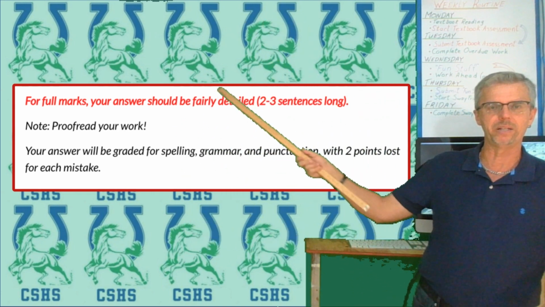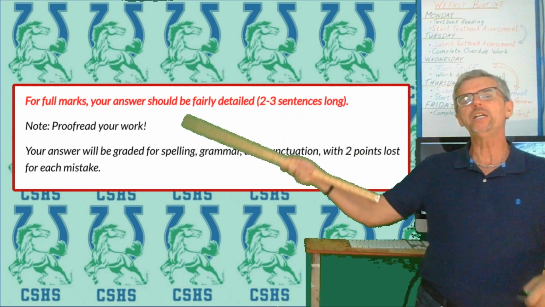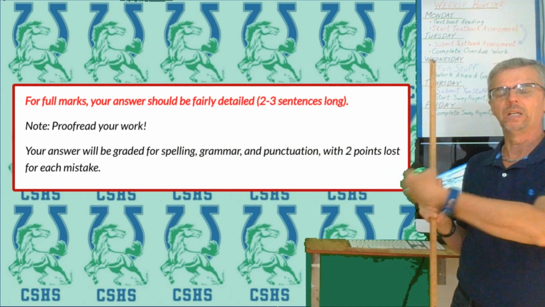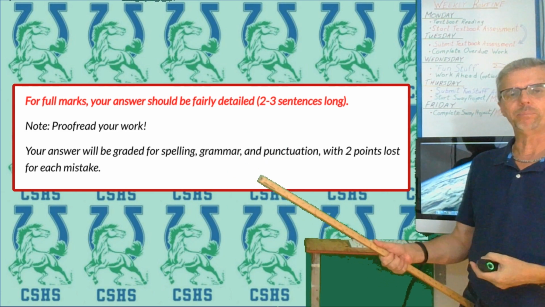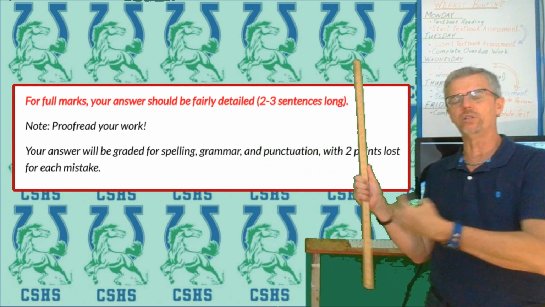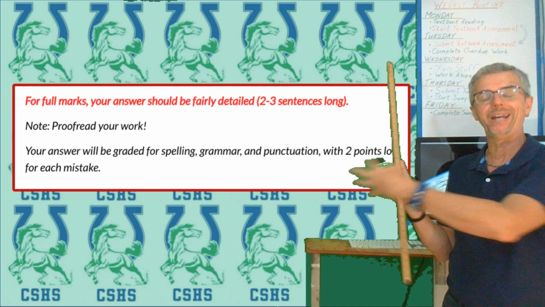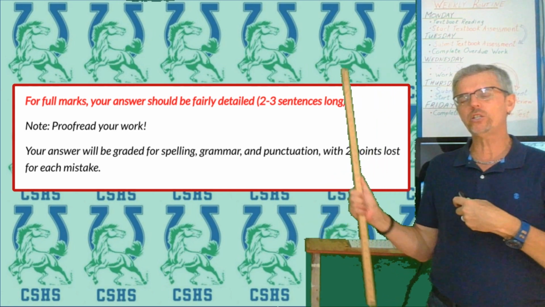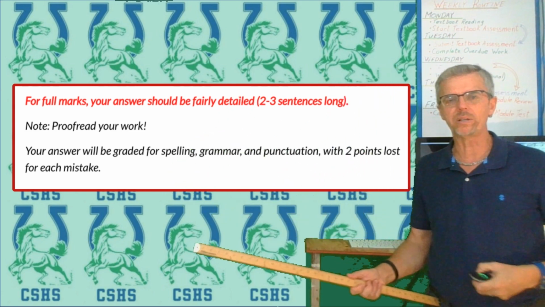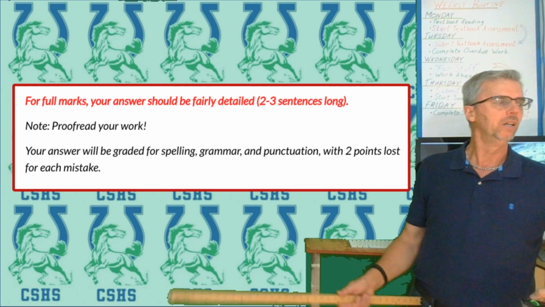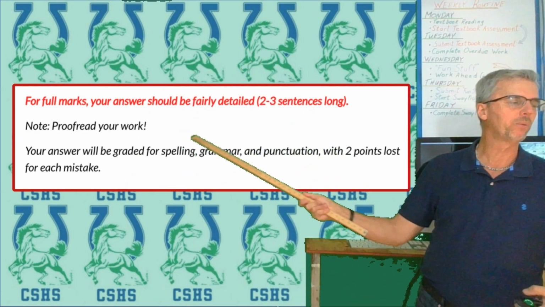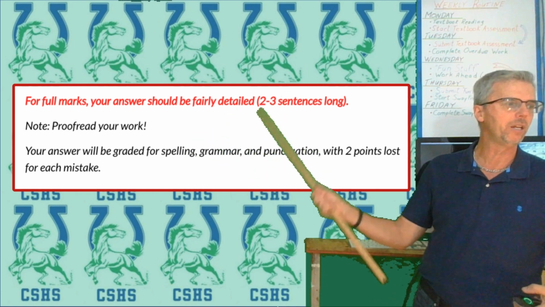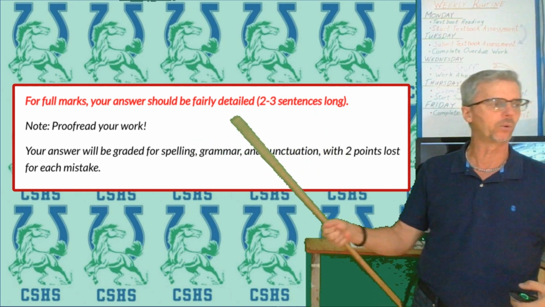Next, it says, for full marks on these 3 questions here. So that was 5 points. Getting the popsicle stick is 5 points. Each one of these essay questions, reflections, are worth 15 points each. So we're going to have 3 reflection questions where you have to think about what I'm going to ask you. And in these reflections, I'm going to start marking grammar mistakes. So proofread your work. Your answer will be graded for spelling, grammar, and punctuation with 2 points lost for each mistake.